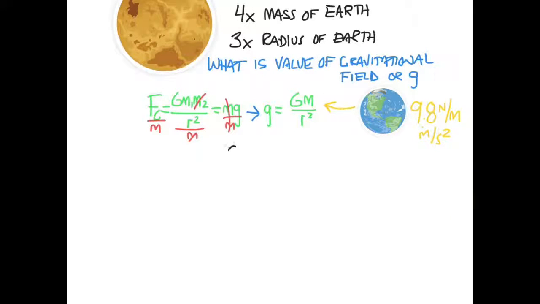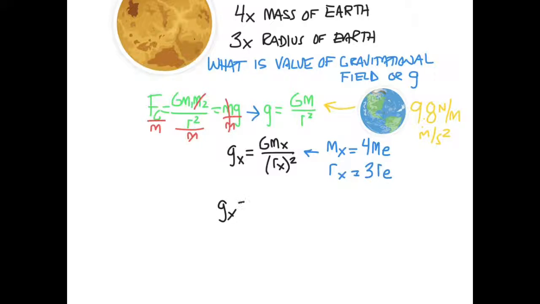What we're going to do now is find out this new planet. So the gravity of planet X is big G times the mass of planet X divided by planet X radius squared. Well, we know that the mass of planet X is 4 times the mass of the Earth. And we know that the radius of planet X is 3 times the radius of the Earth. So what we do is we bring that over and we put that into the equation.